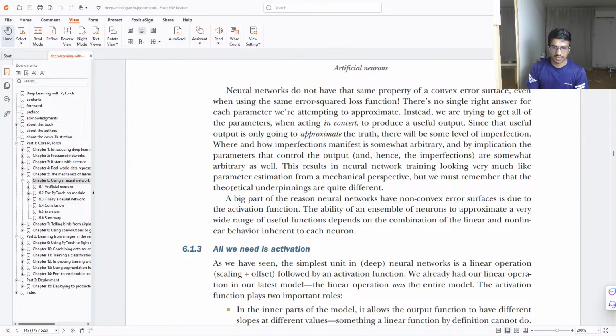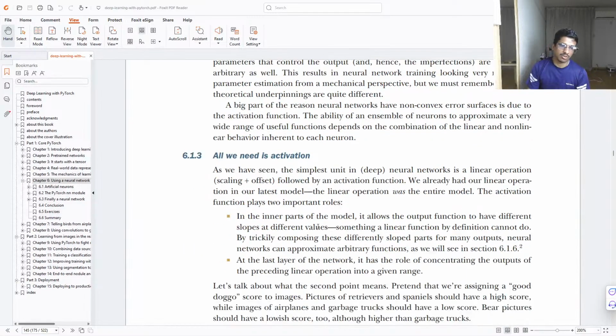A big part of the reason neural networks have a non-convex error surface is due to the activation functions. Okay, the ability of neurons to approximate a very, very wide range of useful functions depends on the combination of the linear and the non-linear behavior inherent to each neuron. All we need is activation.